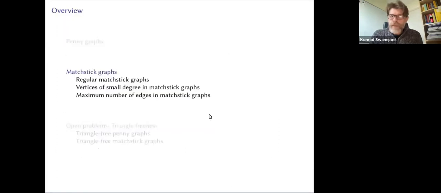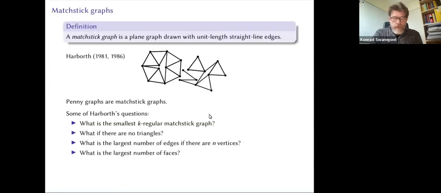So what about matchstick graphs? This was something that Harborth introduced. It was also because he was thinking of Erdős's unit distance problem. A matchstick graph is a plane graph drawn with unit length straight line edges. As examples, all these penny graphs are matchstick graphs. But there are a lot more. You can do lots of funny things.